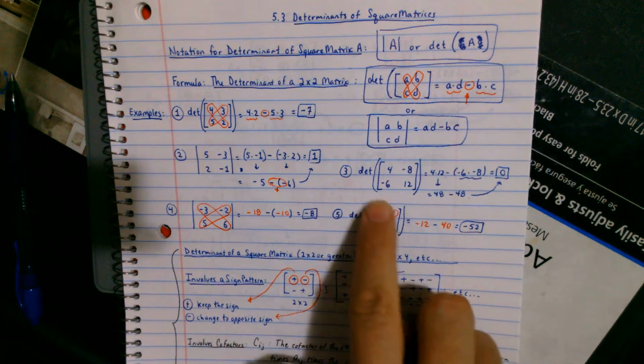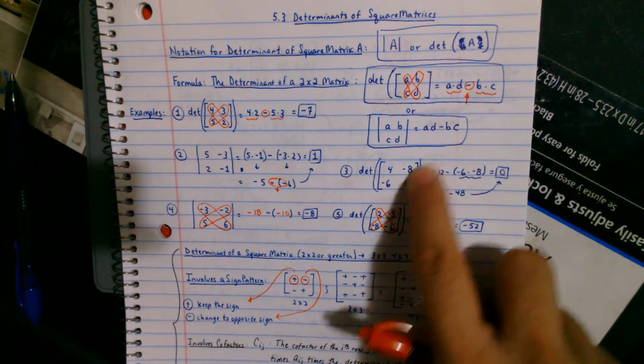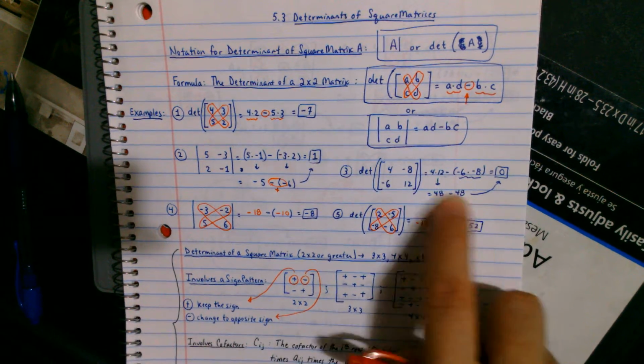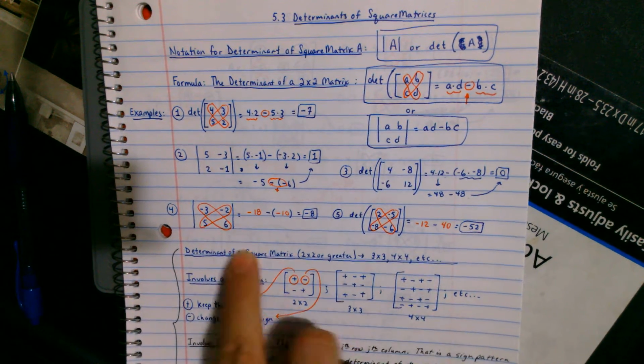And so again, just a couple more quick examples here. These guys multiply to be 48. 48 minus 48 is 0. And then I did a couple more here.